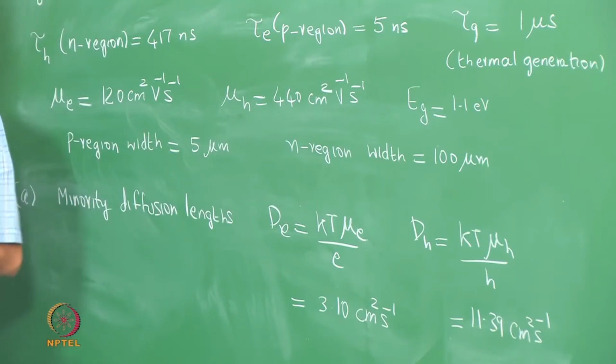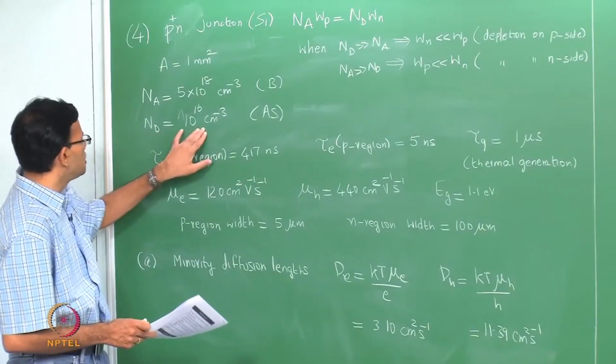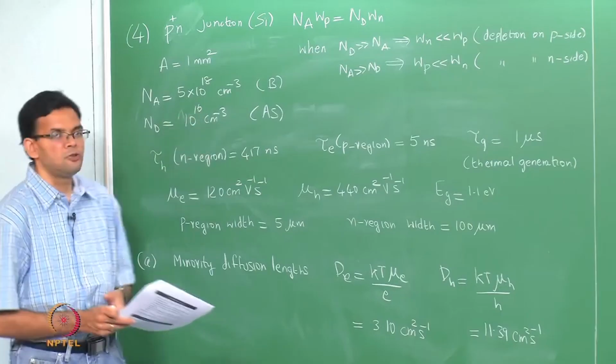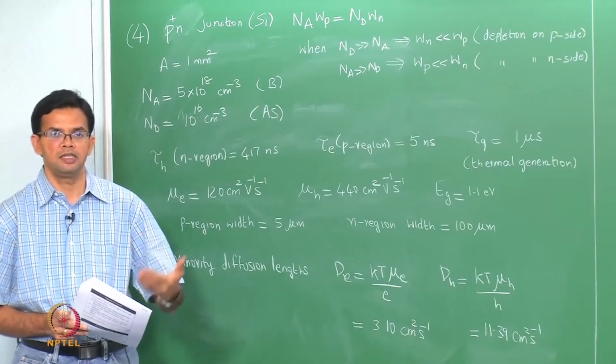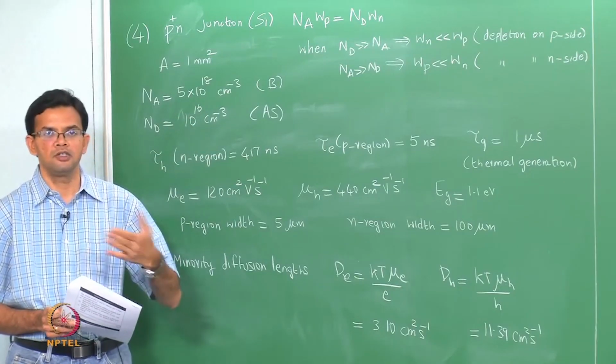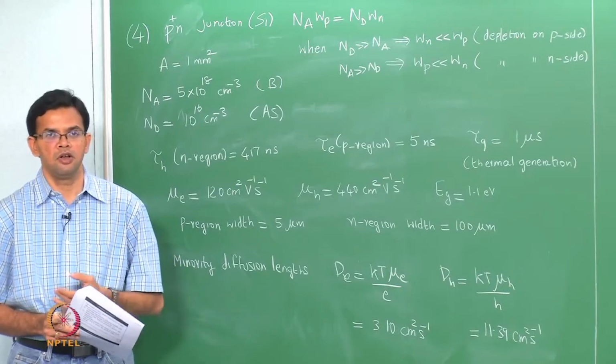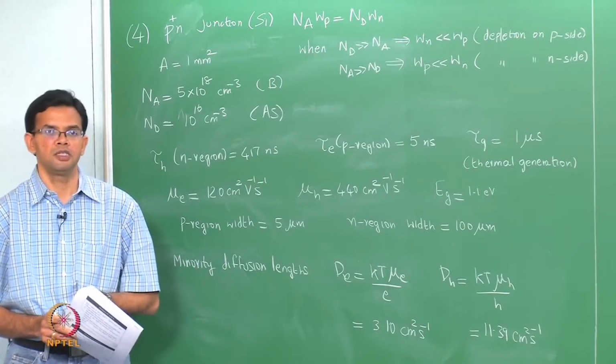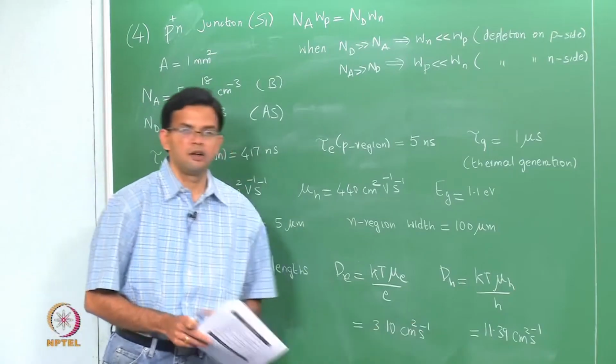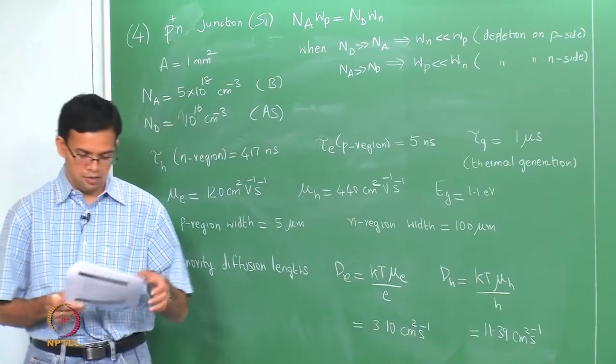dH is higher than dE because mu h is higher than mu e, and this is because the holes are diffusing on the n side and the concentration on the n side is 2 orders of magnitude less than the p side. So, because you have less concentration of your dopants, the diffusion coefficients are higher.